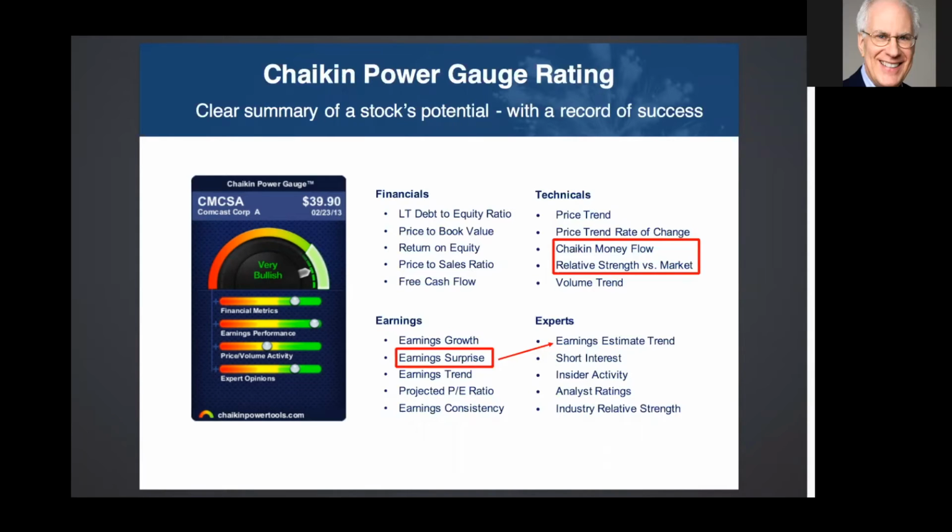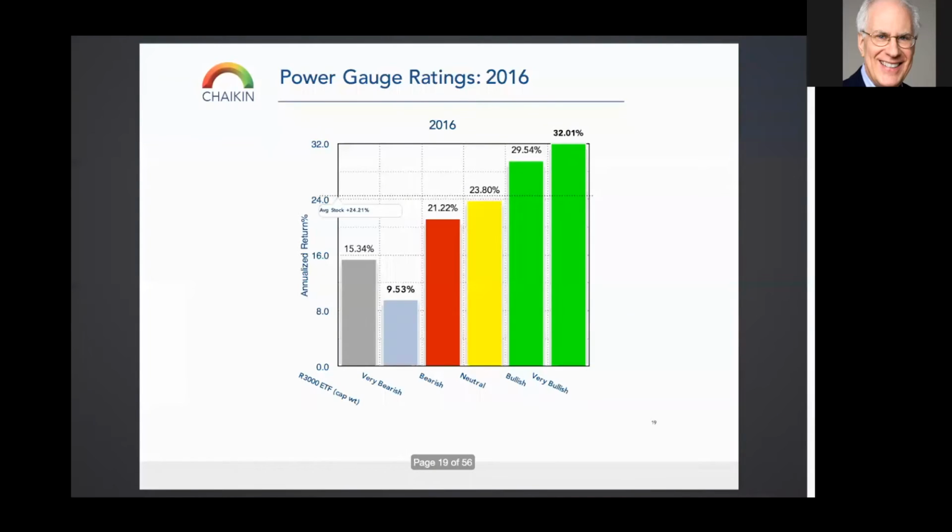Value metrics like the financials contribute to the long-term movement in stock prices. And then I've also highlighted Chaikin Money Flow and relative strength because not only do we have those indicators on our charts to evaluate with the Power Gauge, but they're part of the model. Very important, only 15% of the model, but they keep the model honest. So how has the model performed?